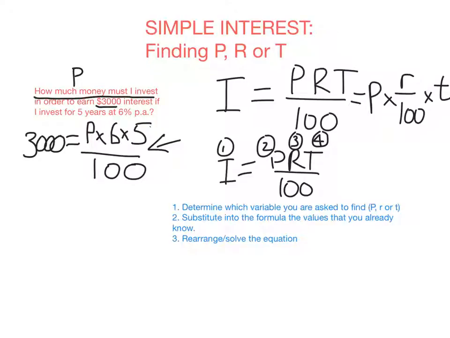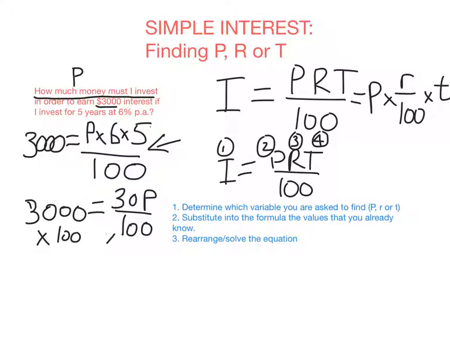So step 3, I'm going to rearrange the equation. First, I'm going to clean up the right side to make it easier. So I've still got 3,000 equals, so P times 6 times 5, that's just 30P over 100. So the way I solve this, I want to get P by itself, so I need to undo dividing by 100, so I'm going to times each side of the equation by 100.